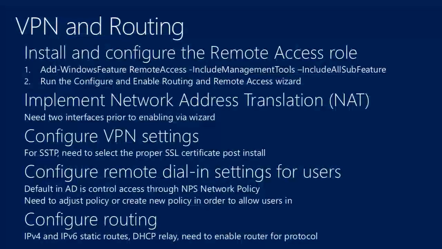You need two interfaces. So, sample question, right? You've got a server, you want to do network address translation, it's got a single NIC. What should you do first? Add a second NIC, something like that. Then configure the VPN settings. I think the big thing here, the newer stuff, you're not going to probably see a bunch of PPTP stuff from way back when. You're probably going to see SSTP. And the important thing there is selecting the right SSL certificate after the install. Otherwise, it's not going to be functional.